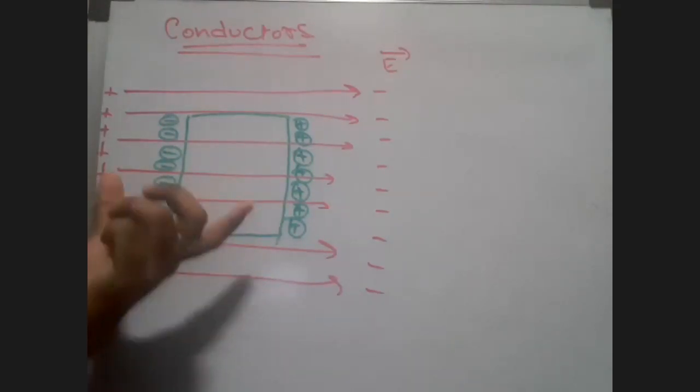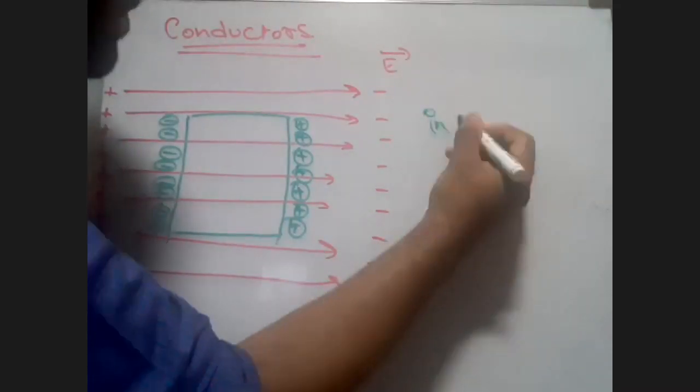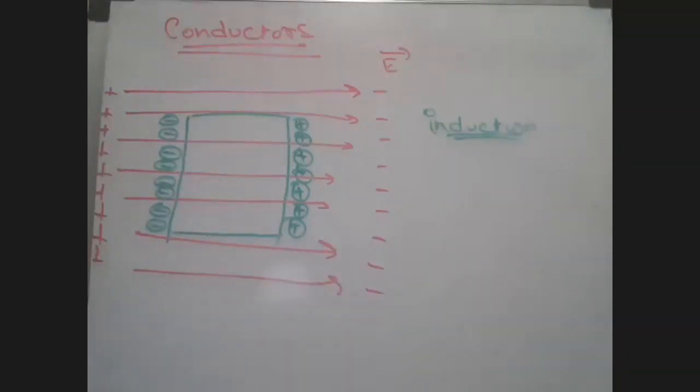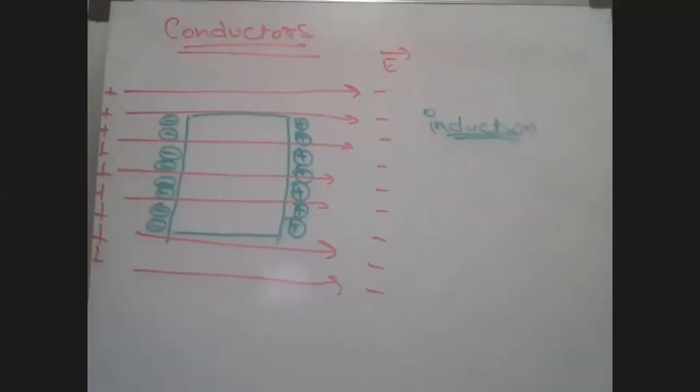Due to these induced charges, a concept called induction comes here. What is induction? Induction is causing redistribution of charges in any object due to an external force without touching it. We learned it in methods of charging. We brought a charged object in front of a non-charged object, like a paper, and it gets attracted because there is some redistribution of charge.